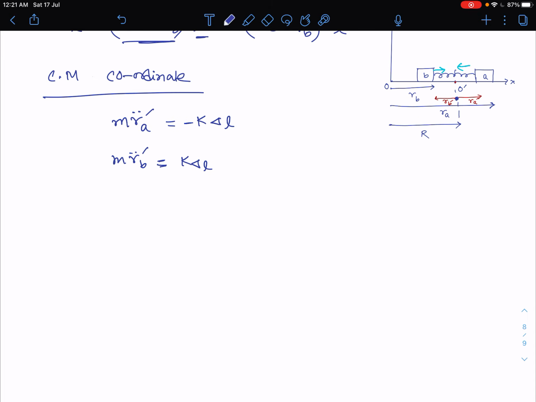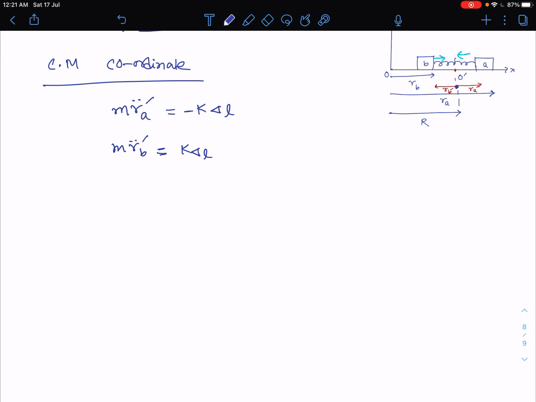Now, if we subtract these two equations, that is the only way you can consider the two systems as one system here. You can just subtract these two equations, since these equations are coupled.